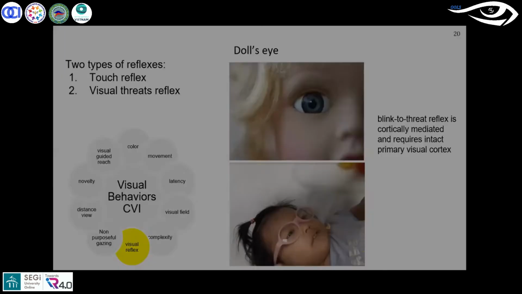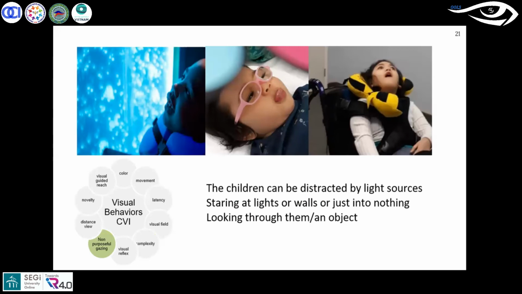What about the non-purposeful gaze? This is very usual; we see it every time a child with CVI presents to us. They will be having complaints from their parents saying their babies or their children are always looking through something, not fixing, and sometimes very attracted to the lights, to the sun, to the artificial lamp in their house.